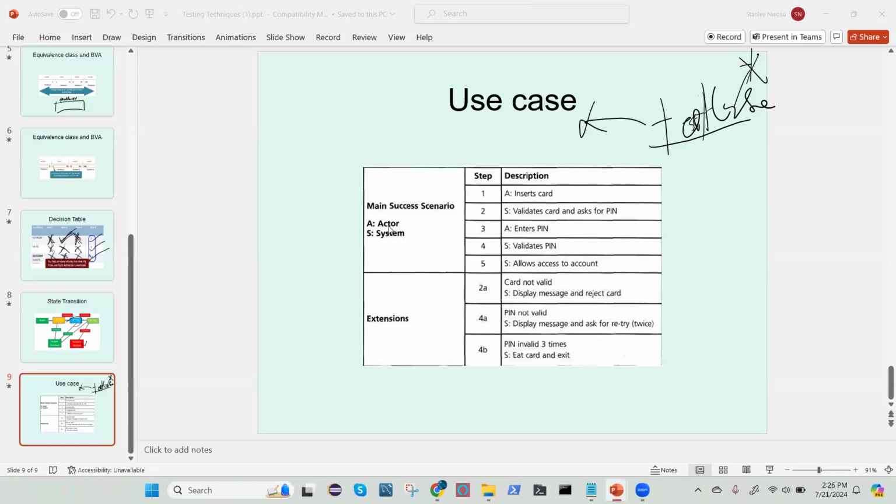Okay, S is the system. This is the main scenario. So number one, you insert your card. Two, the system will validate the card and ask for the PIN. That's your use case, right?